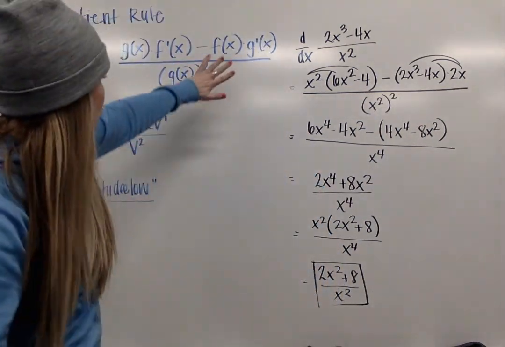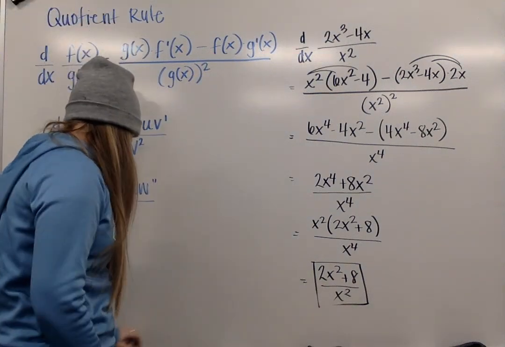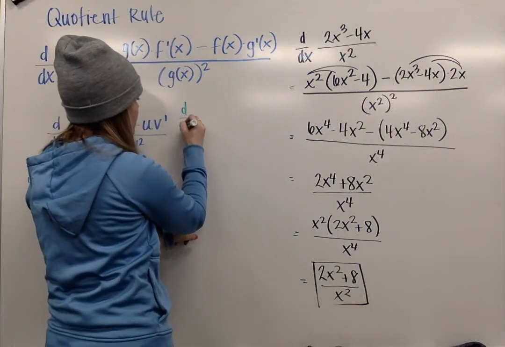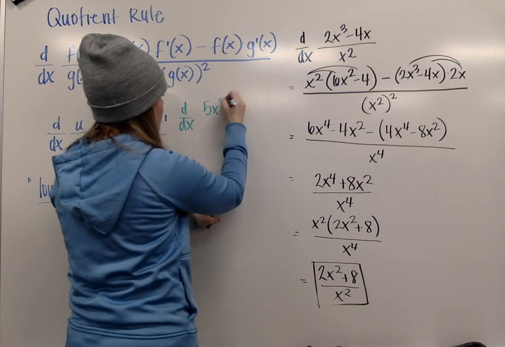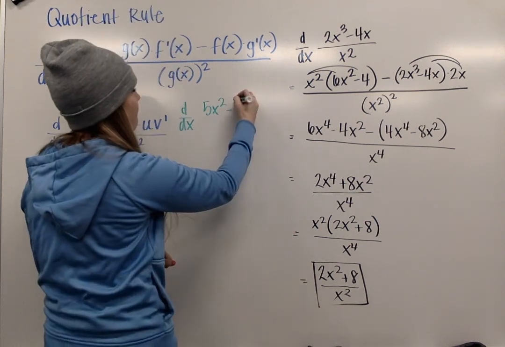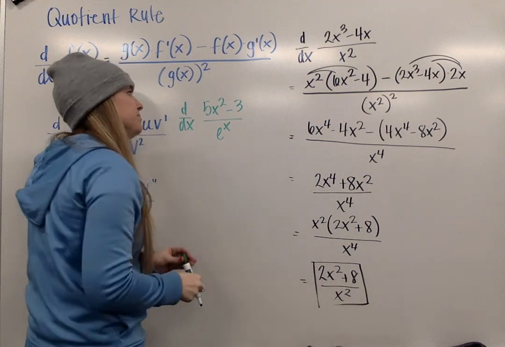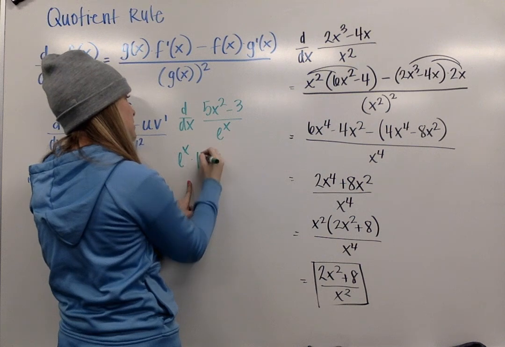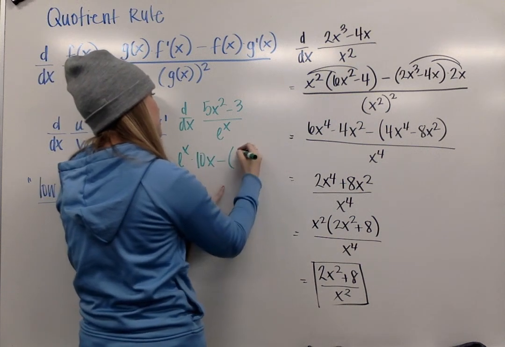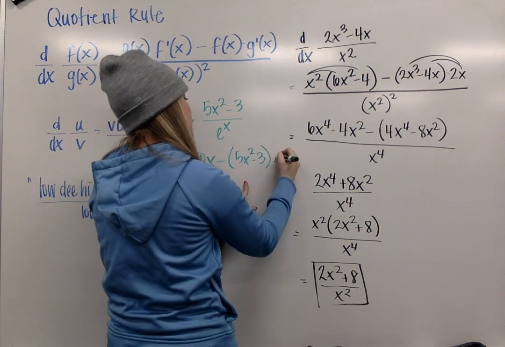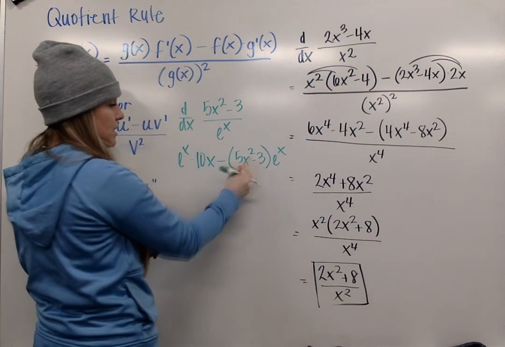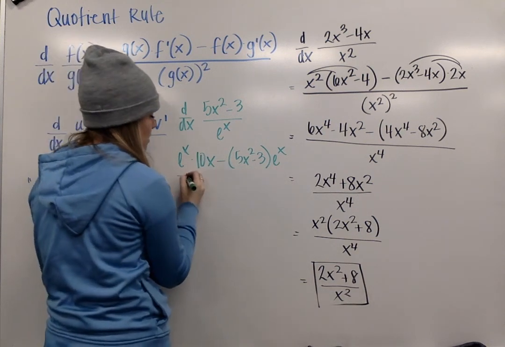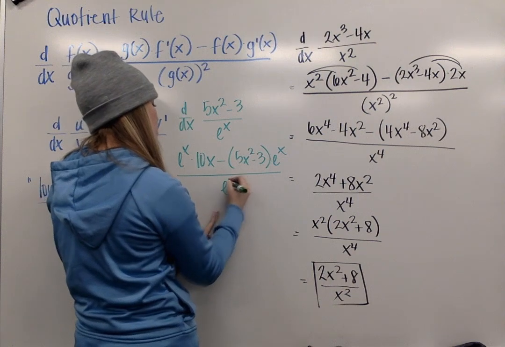So I'm going to squeeze in one more example here in my open space, and then hopefully that'll help you with future problems. So I am going to take the derivative of 5x squared minus 3 over e to the x. Okay, so low d high minus high d low. Notice I put this in parentheses because I need to be able to subtract this whole piece, and I'm multiplying by that e to the x. All over low squared.